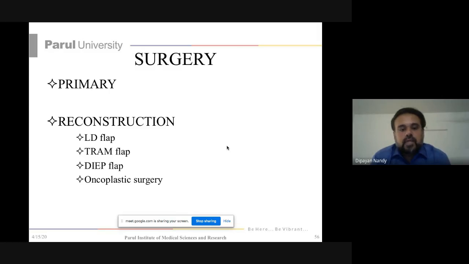Sometimes, if the lump is small and the breast is large, you may not need to do a reconstruction. But most of the time, the defect is big, and we need to do a reconstruction. That is basically what we call plastic surgery. So, various kinds of flaps, like the LD flap, latissimus dorsi flap, TRAM, the transverse rectus abdominis muscle flap, and the DIEP flap. These are the various flaps which can be done in a pedicle fashion and also by microvascular or free flap surgeries.